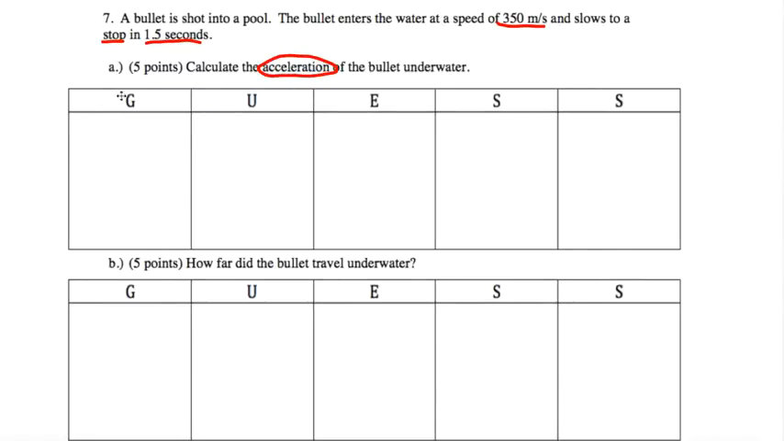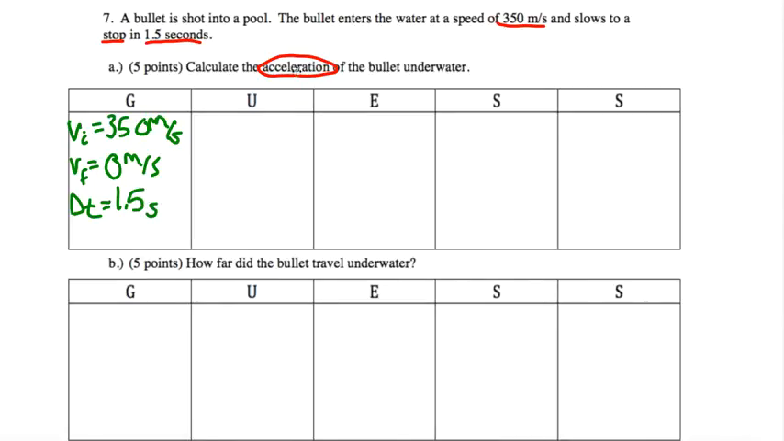Alright, so let's start to label. Givens. Things provided in the problem. 350 meters per second. This is the speed it started with, so you should have labeled this VI. Meters per second. Alright, it slows down to a stop, so the final velocity, VF, is 0. If it's stopped, it has no speed. It does this in a time of 1.5 seconds, so that gives us our delta T also, 1.5.